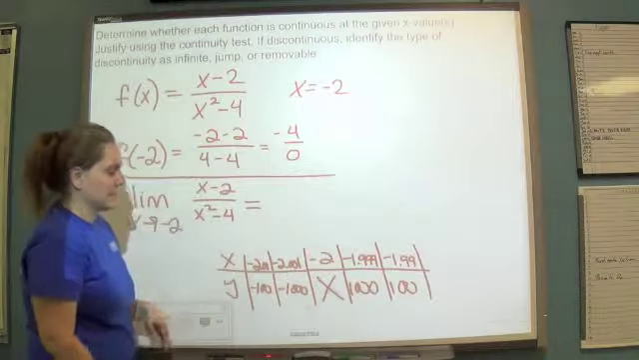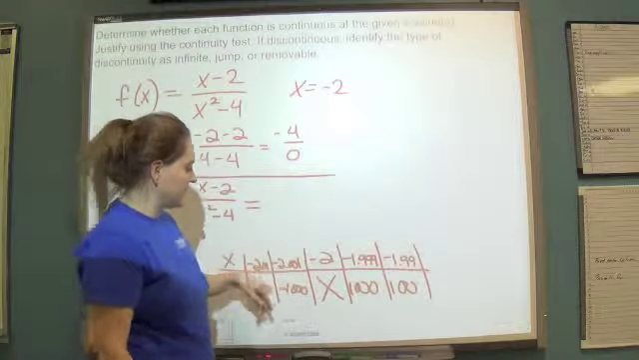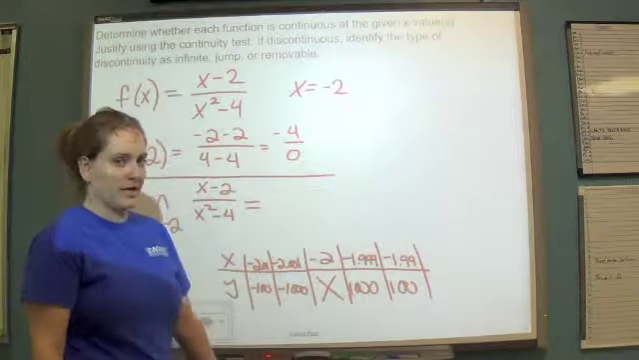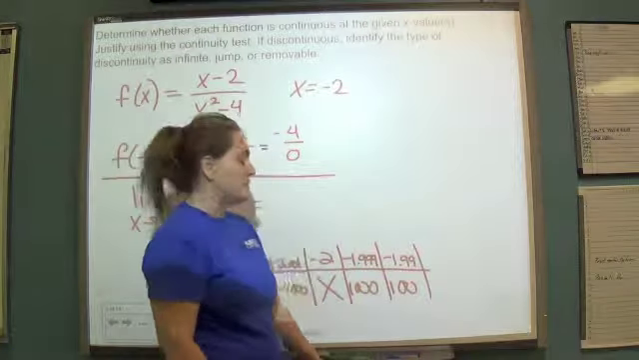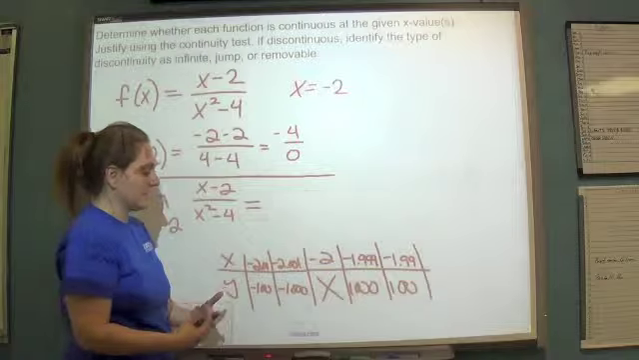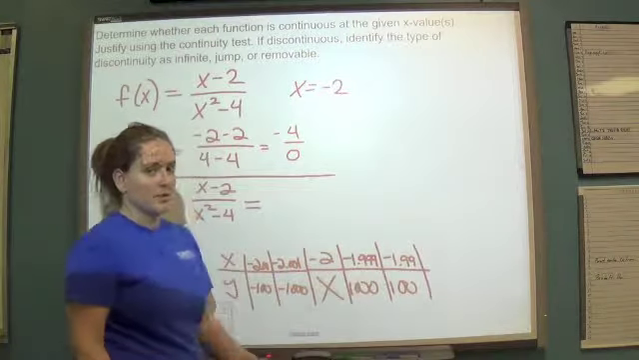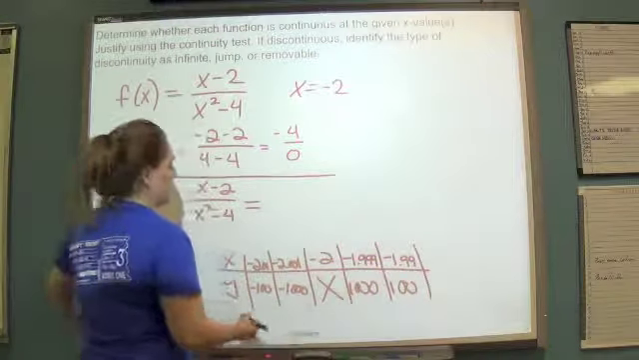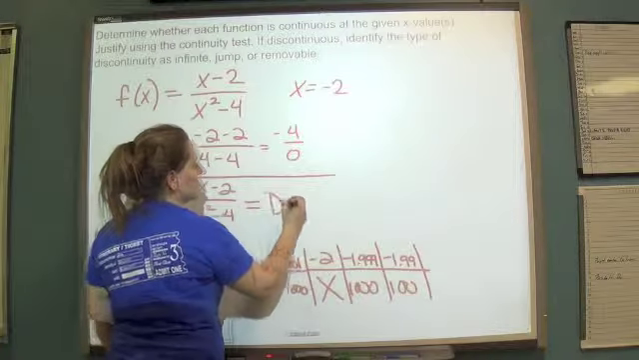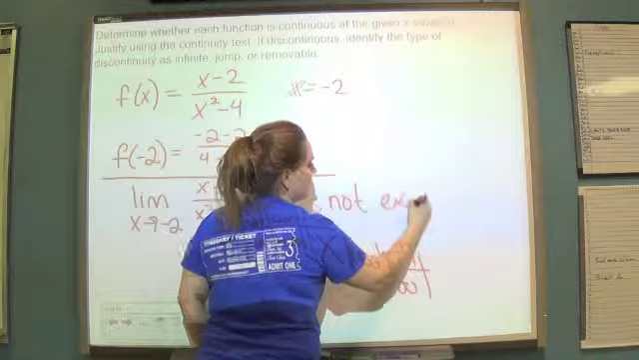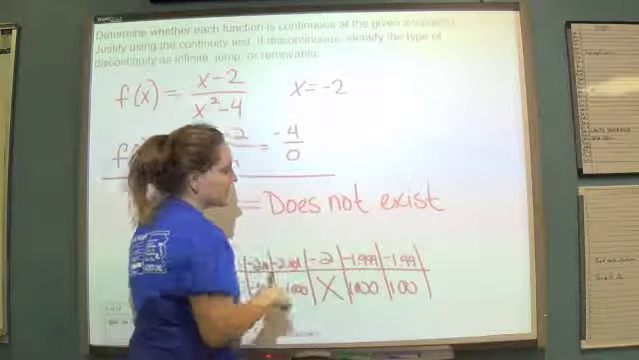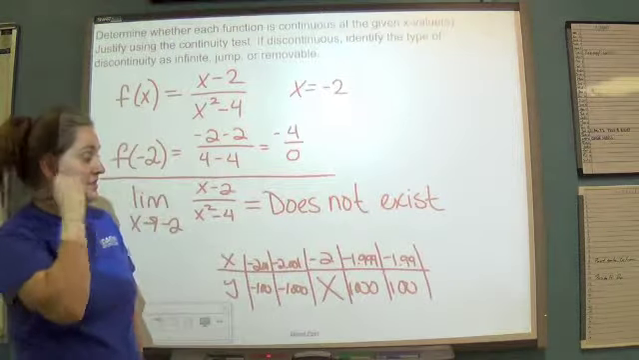So now we need to look at the table of charts. Well, your left side is going negative, and your right side is positive. So because it's not approaching the same value, -1000 and 1000 is not approaching the same number, you can actually say the limit does not exist. And because it does not exist, it's an infinite discontinuity.